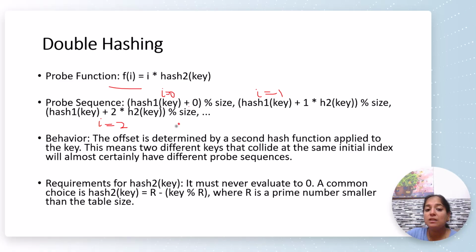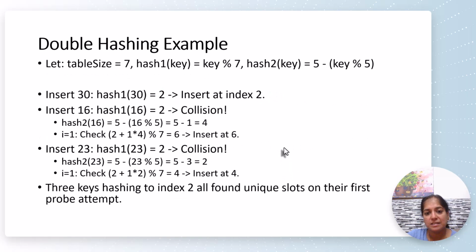that two different keys that collide at the same initial index will almost certainly have different probe sequences. Now, the requirements for hash 2 of key. It must never evaluate to 0. A common choice of hash 2 is r minus key mod r, where r is a prime number smaller than the table size. Let's see it with an example.